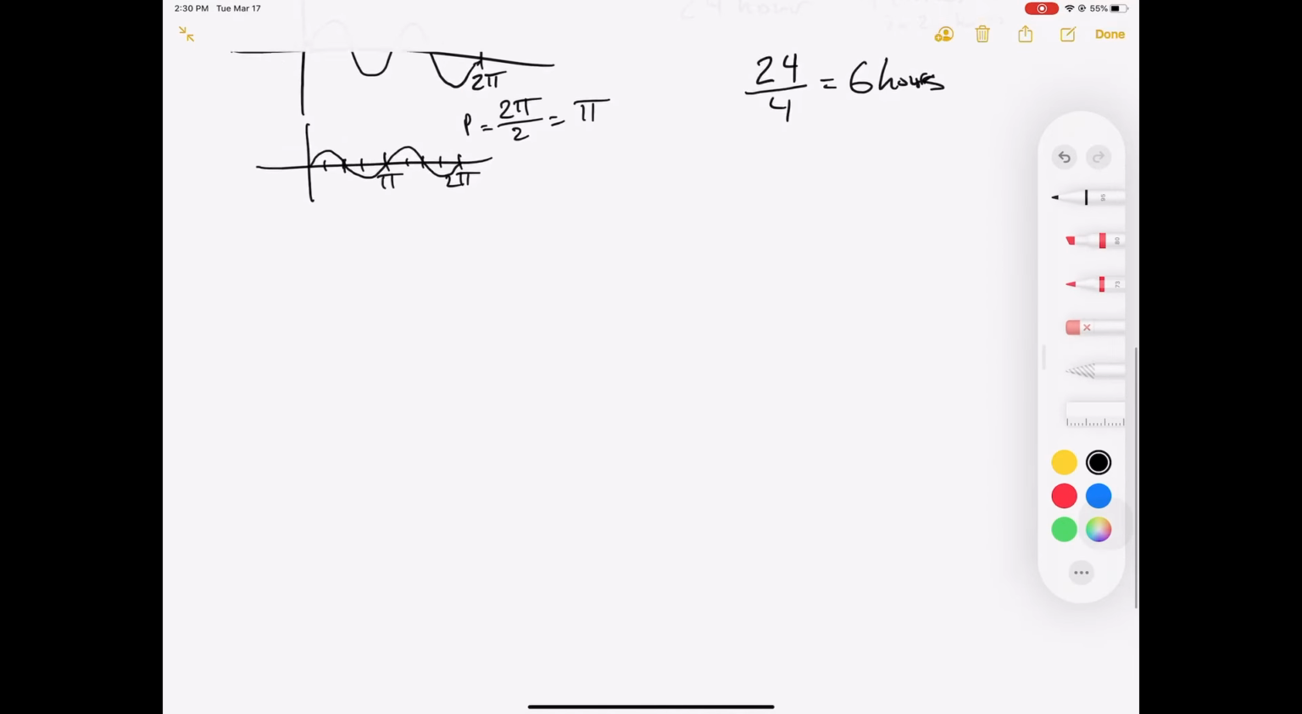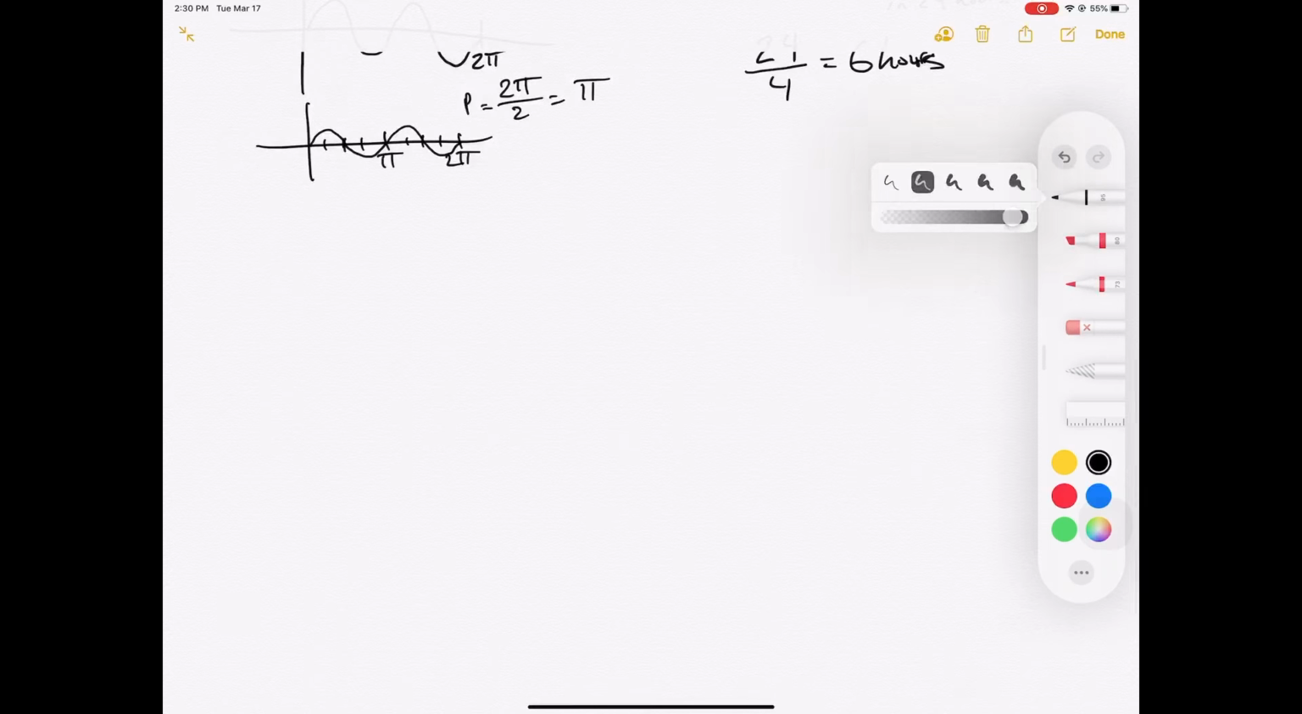Okay, so let's put this into practice. Let's go ahead and graph something. Let's say y is equal to, again, let's do cosine this time. Let's do 3 cosine of 2x. So a is equal to 3, b is equal to 2.